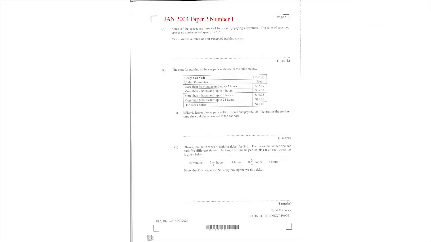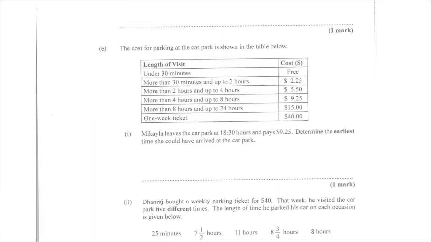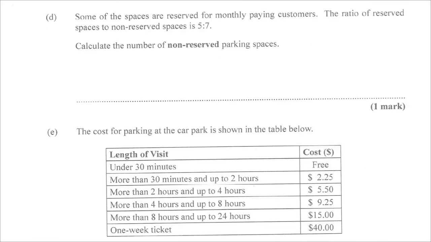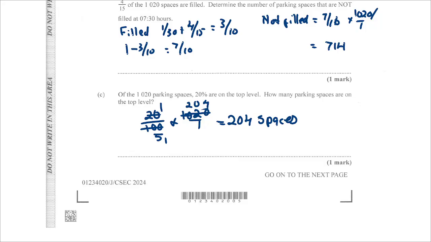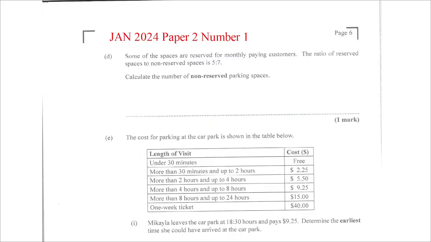And then they gave you this question. Let's just zoom up so we can see the question properly. Some of the spaces are reserved for monthly paying customers. The ratio, so that's from this, right? It's a continuation. Some spaces are reserved for monthly paying customers. The ratio of reserved spaces to non-reserved spaces is 5:7. Calculate the number of non-reserved spaces.